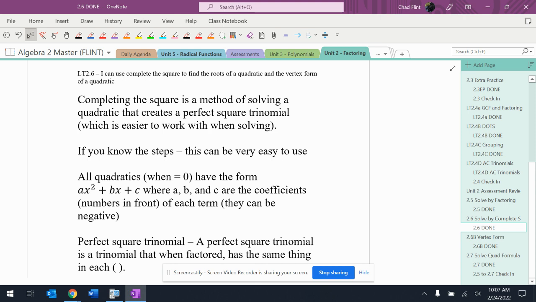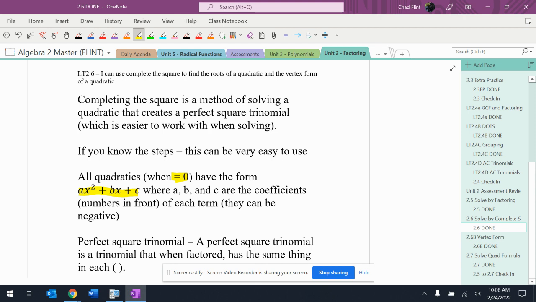So here's what we're going to do. We're going to have a quadratic equation. It has to be equal to 0. All right, so it has to be equal to 0. We're going to deal with the a, the b, and the c in terms of what to do with them more with the quadratic formula, which you'll do in a few days.